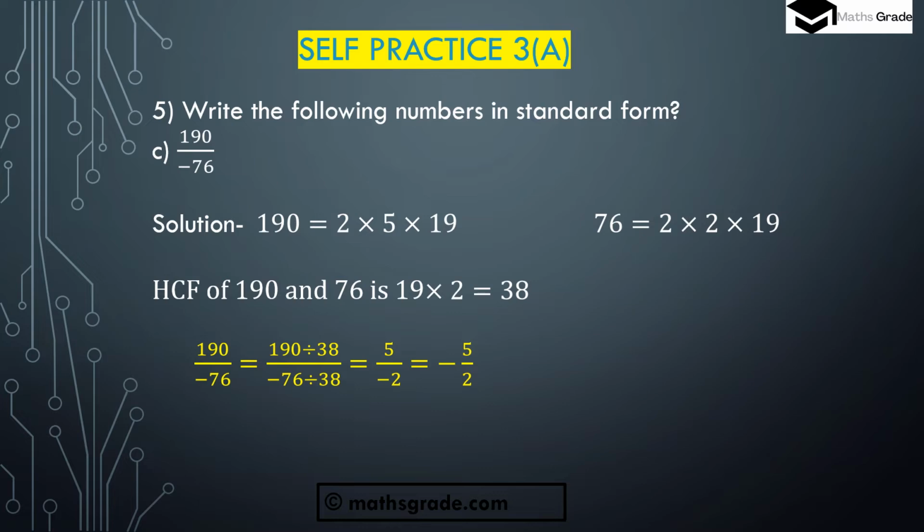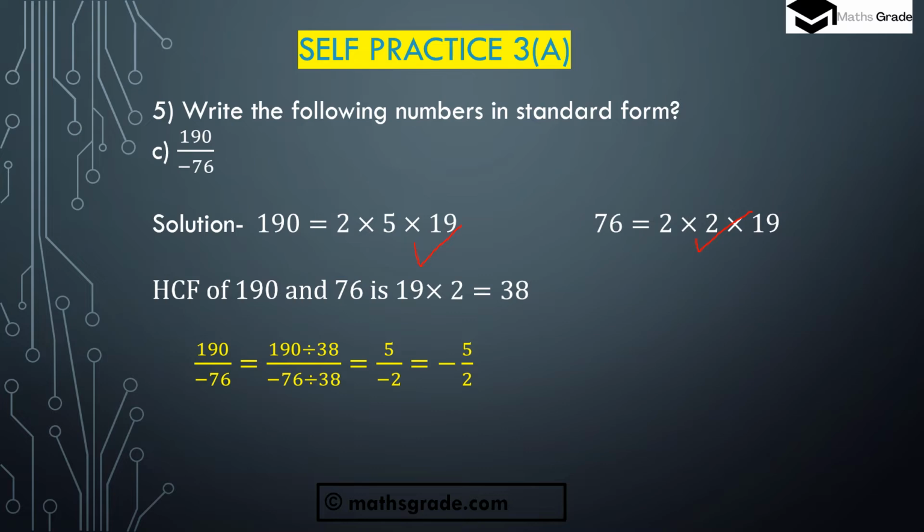Now we solve question number 5, bit C. 190 divided by minus 76. First find out the prime factorization of 190. 190 is 2 multiplied with 5 multiplied with 19, since 10 multiplied with 19 is 190. And 76 is 2 multiplied with 2 multiplied with 19, since 4 multiplied with 19 is 76.